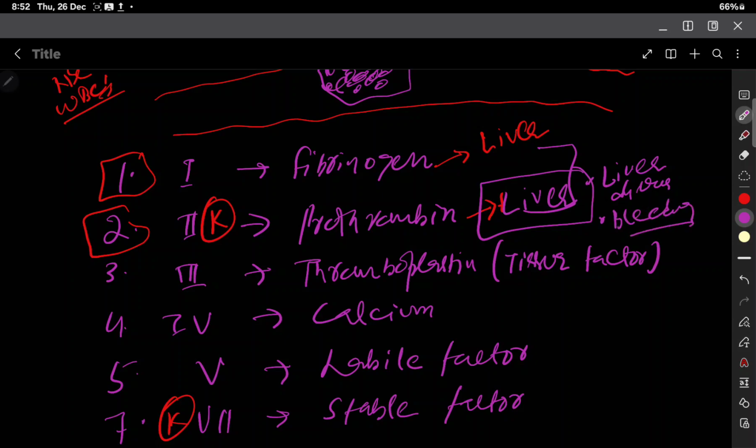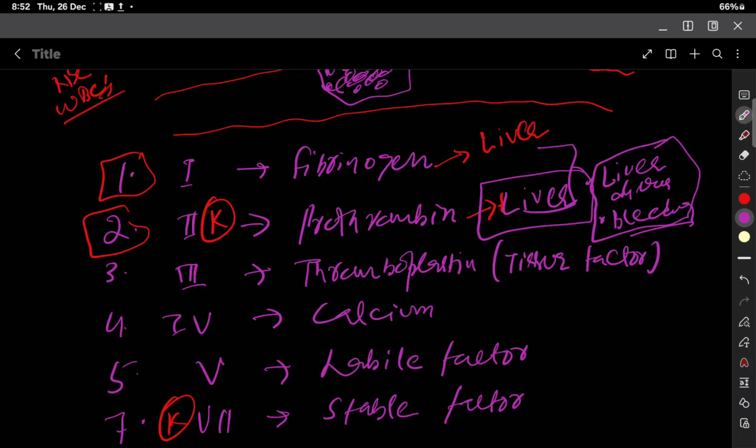So in bleeding there will be lack of vitamin K. So its production will decrease in two cases, liver disease and bleeding. These are the two cases which will decrease the production of prothrombin. Okay, now we will go to the process of coagulation, the actual process of coagulation.